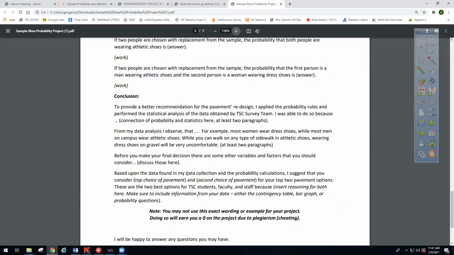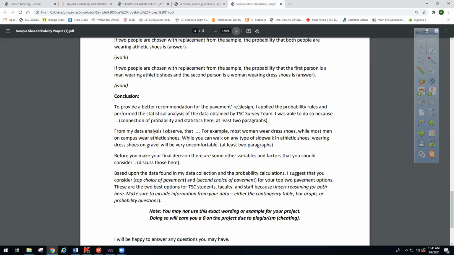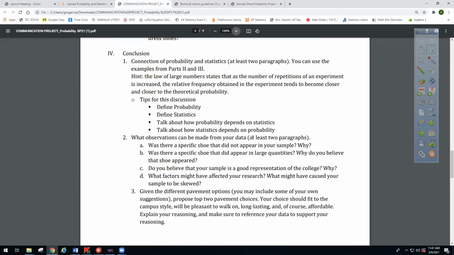Based upon the data found in my data collection and probability calculations, I suggest that you consider top choice of payment and second choice of payment to your top 2 payment options. These are the 2 best options for TSC student, faculty, and staff, because then you're going to insert reasoning for both here. Make sure to include information from your data, either the contingency table, bar graph, or probability questions. Let's go ahead and see what questions we are being asked.